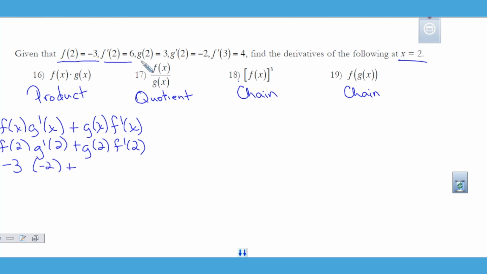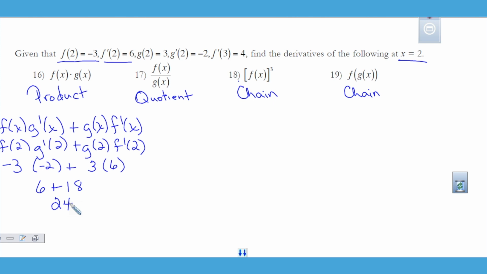Okay, and then g of 2 is 3, put that right there. And f prime of 2 is 6. And then negative 3 times negative 2 is 6. And 3 times 6 is 18, and that would be 24. So in order to do that, you just write out the rule and plug in the numbers, okay?